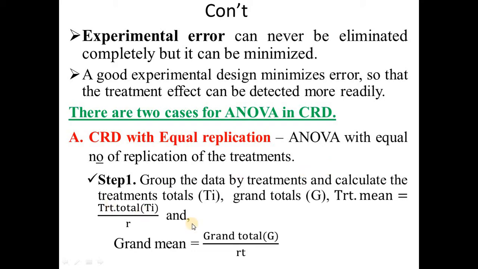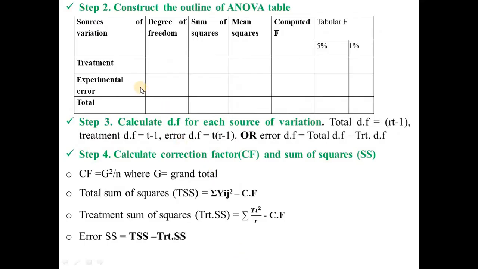To find the treatment mean, we divide the treatment total by the number of replications, whereas to find the grand mean, we divide the grand total by the number of observations, which can be found by multiplying the number of replications by the number of treatments. The second step for ANOVA in equal replication is constructing the outline of the ANOVA table, or the ANOVA layout. Here it is the ANOVA layout for CRD design.